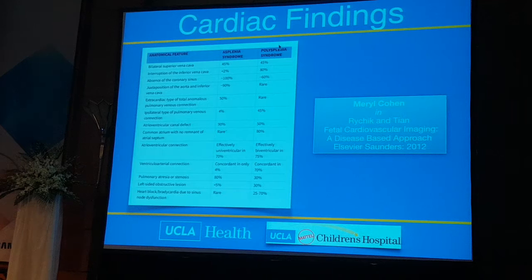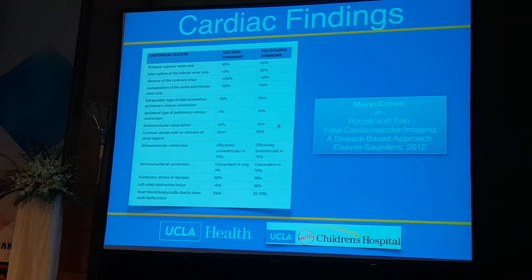I'll just point out a few examples. Interrupted inferior vena cava. That's very uncommon with asplenia, but 80% of patients with polysplenia have it. There can be TAPVR in asplenia half the time, but it's very rare, the extracardiac type, in polysplenia. Ipsilateral pulmonary veins, where you have the left side veins to the left atrium and the right side veins to the right, is very common in polysplenia, but not so much in asplenia. AV canal, much more common in asplenia, but still half the time in polysplenia. And common atrium, when you have no atrial septum, strongly suggestive of polysplenia.